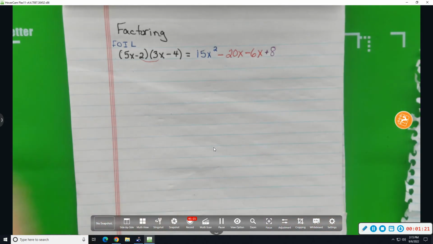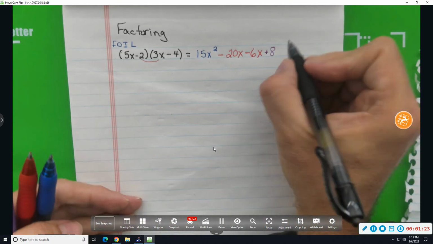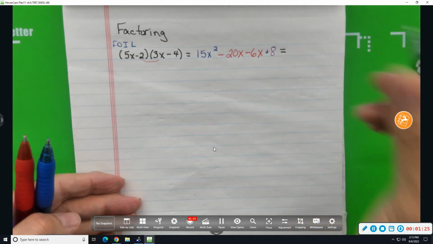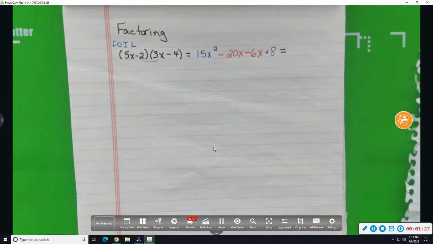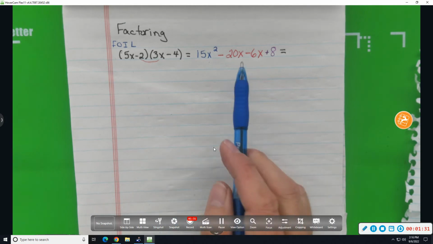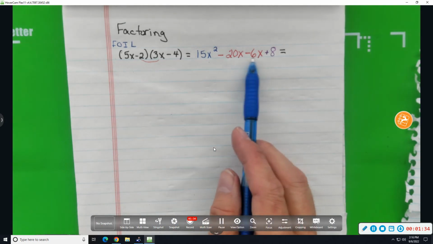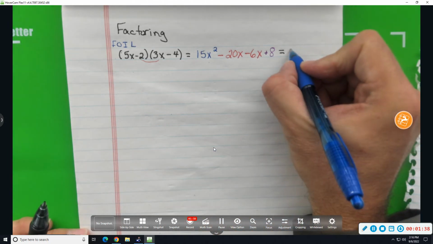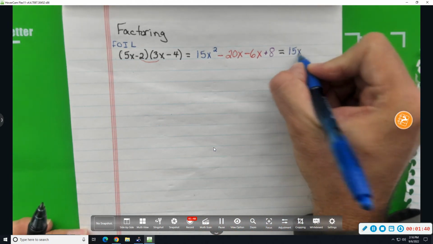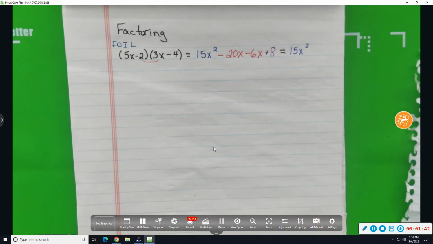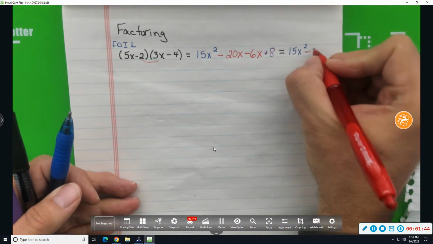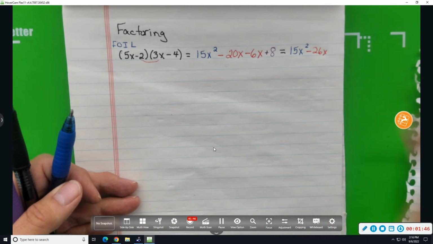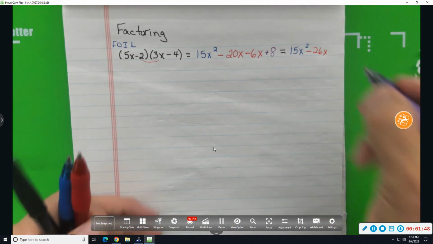Now the last time we were doing this, we were working with imaginary numbers, and we'd replace the i squared with negative 1, but we're not doing that here. No i's, just x's. So the outer and inner terms we could combine together. So our answer would be 15x squared minus 26x. And what's that last number? A plus 8.